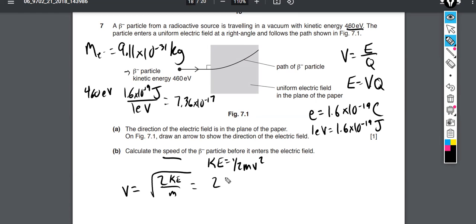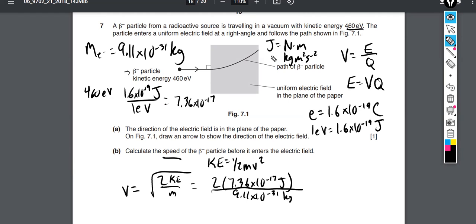So here we've got twice the kinetic energy, which is 7.36 by 10 to the negative 17 joules, over the mass, 9.11 by 10 to the negative 31 kilograms. And then if we expanded this joule here, let's remind ourselves that a joule is a Newton meter, right? Because work is force times displacement. And a Newton is a kilogram meter per second squared. And so a joule is a kilogram meter squared per second squared.